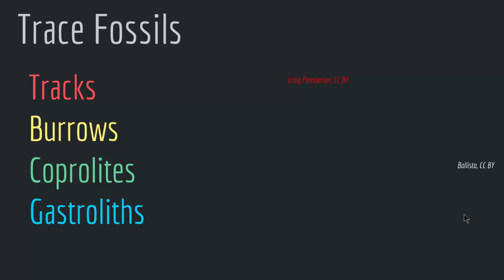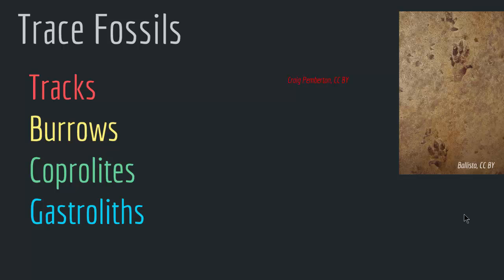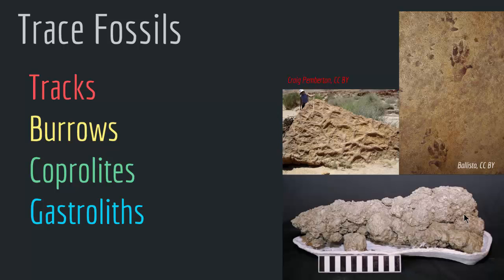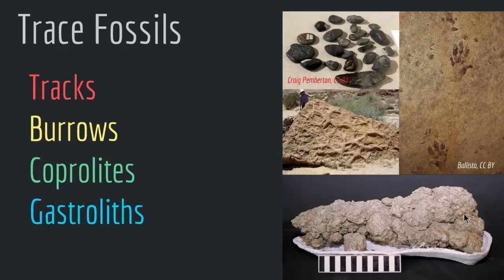Lastly, we have trace fossils. We have several types of trace fossils: tracks, burrows, coprolites, and gastroliths. These are all types of trace fossils. Tracks are tracks of animals that have walked on sediment, and then these footprints were preserved. Sometimes they are not footprints, sometimes they are prints of a body being dragged on sediment. So tracks are traces of an animal walking on sediment, and then these traces were preserved.